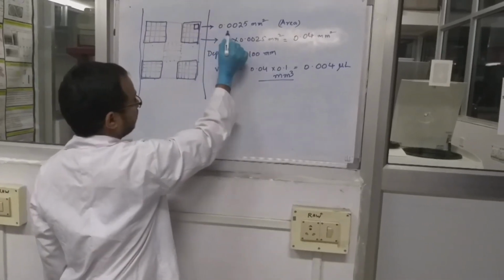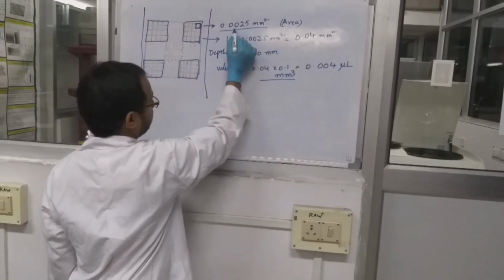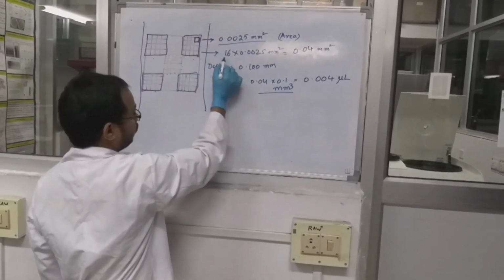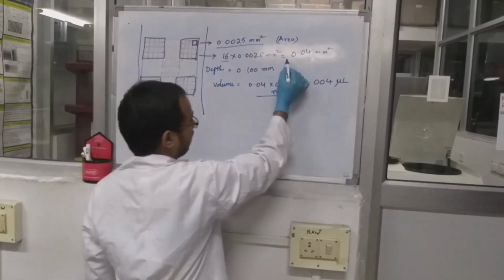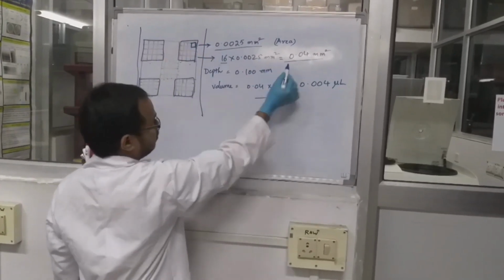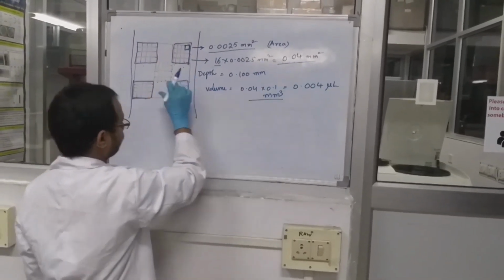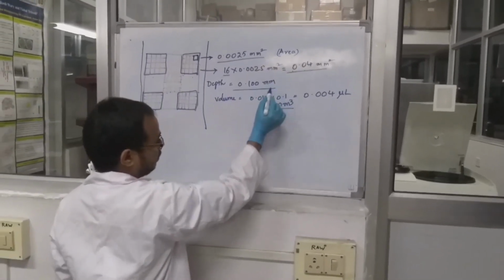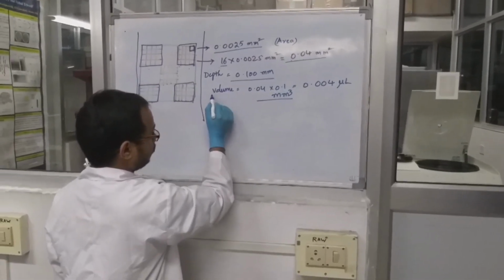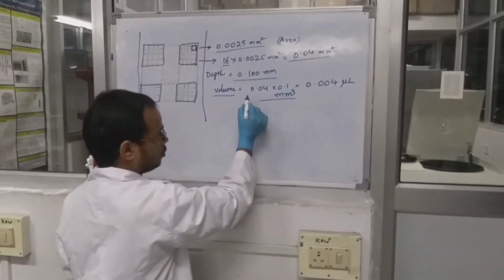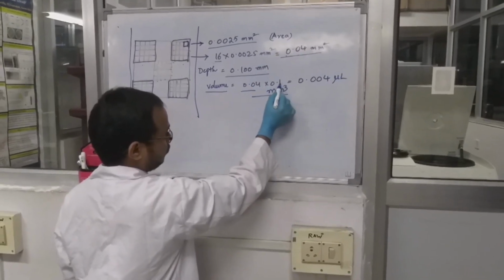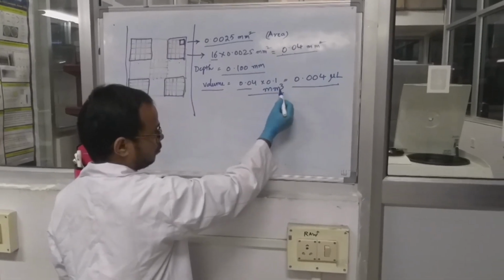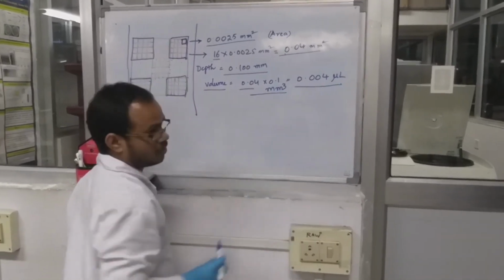Each small square has an area of 0.0025 millimeter square, and there are 16 small squares in total. So the total area of this whole square is 0.04 millimeter square. The depth of each well is 0.1 millimeter. So what is the volume? 0.04 into 0.1, so that is total 0.004 millimeter cube or 0.004 microliter.